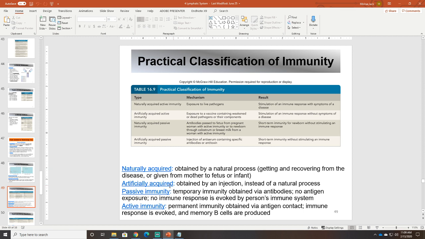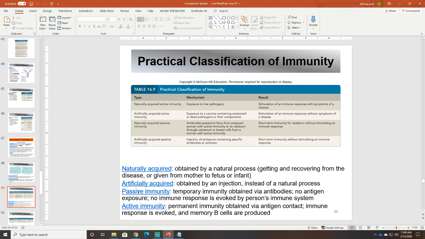immunity. Artificially acquired immunity would be through an injection. You get the immunity through artificial means instead of a natural process, and in this case, that would be something like an injection. Passive immunity, okay, is where you receive antibodies. You don't make any of your own, you just receive them from another source.